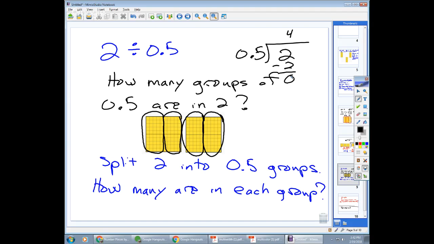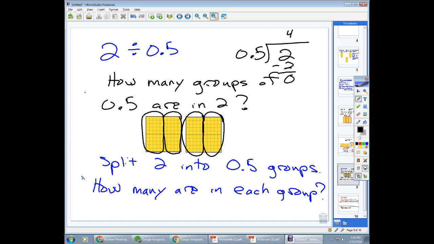So last time, the splitting into groups seemed to work well, but this how many groups of didn't work so well. This time, how many groups of are in, that's working well, but the splitting into groups isn't working so well. You see we got a little problem with division and decimals. It's tough stuff. But we're going to resolve it into an algorithm pretty quick.